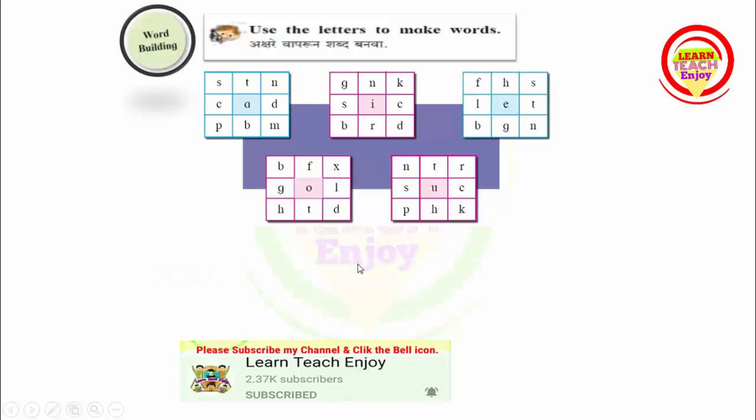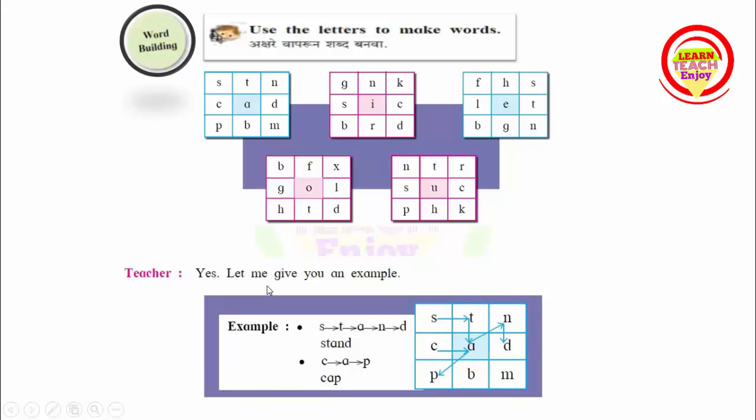Then teacher explained with example. Teacher said, yes, let me give you an example. Teacher gives here one example of a first chart. See, here is given first chart. Here is given STAND, stand. Here is given directions STAND. You can move any direction, but the word becomes a meaningful word.